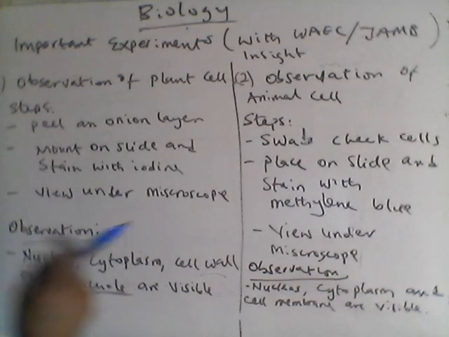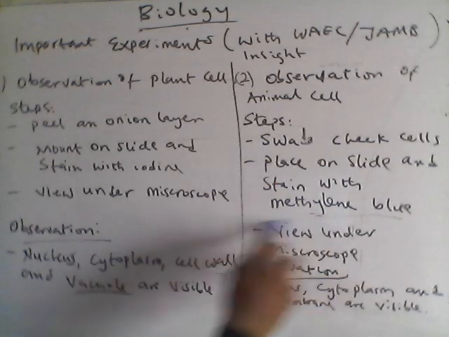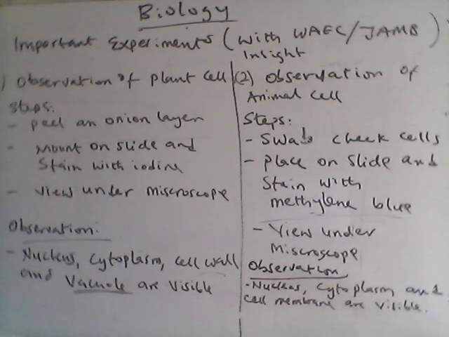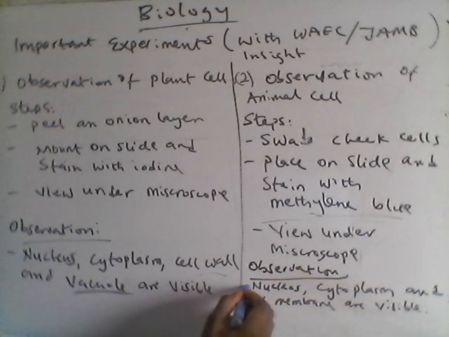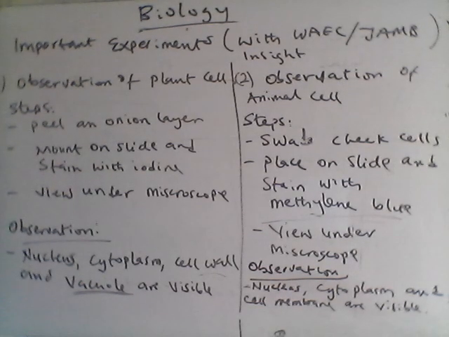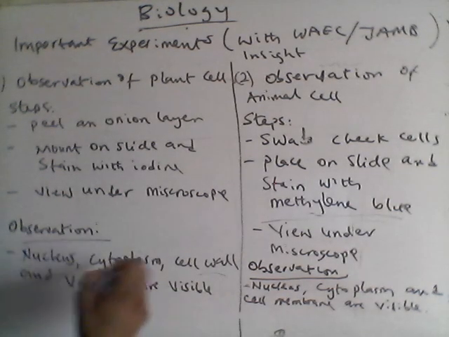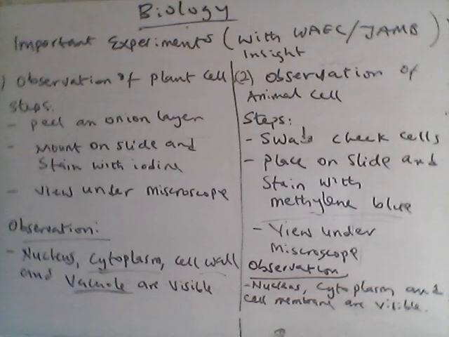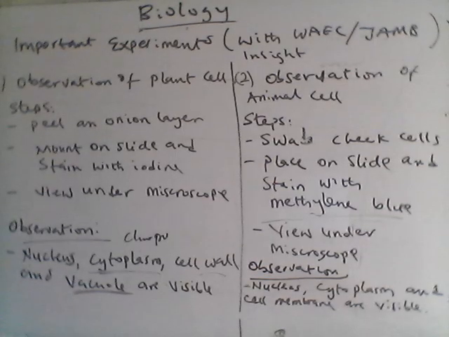Okay. So the next thing to do is to stain with methylene blue reagent. Then we'll view under the microscope. So when you view under the microscope, what you observe is that you will see the nucleus. The nucleus is the central part. You see the cytoplasm. You will see the cell membrane, and they are all visible. Okay. Sorry, I think I was saying this is for photosynthesis. Actually, the chloroplast is for photosynthesis. Please, it's the chloroplast. All right.